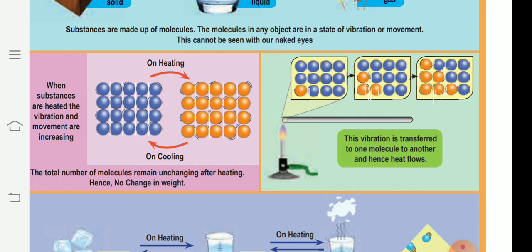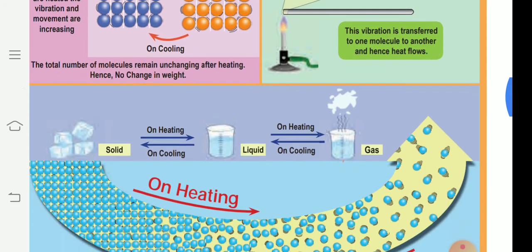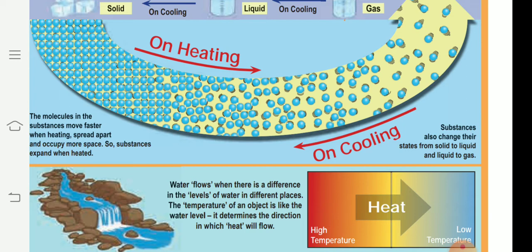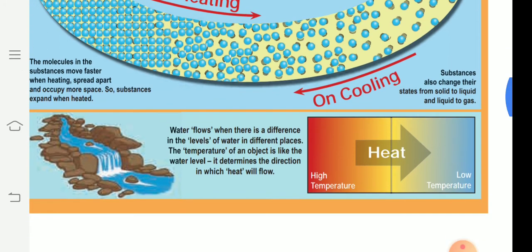Next one, the vibration is transferred from one molecule to another, and hence heat flows. On heating, the solid particles vibrate more, the liquid particles move more, and the gas molecules move faster. The molecules in the substances move faster when heated, spread apart and occupy more space, so substances expand when heated. Substances also change their state from solid to liquid and liquid to gas.